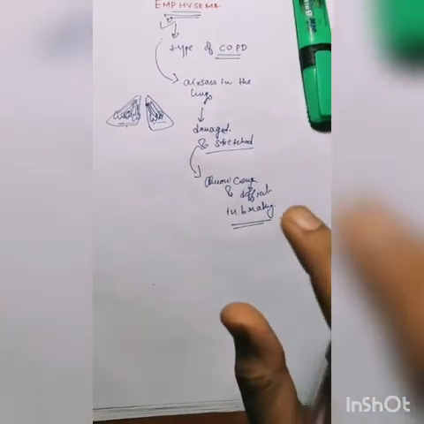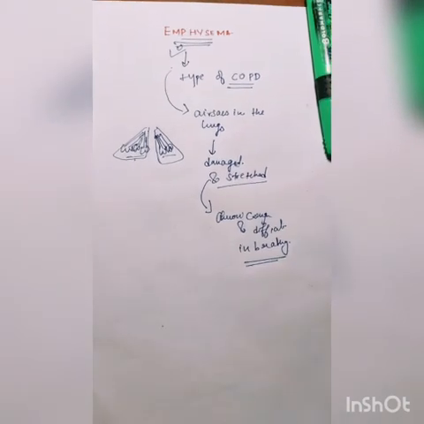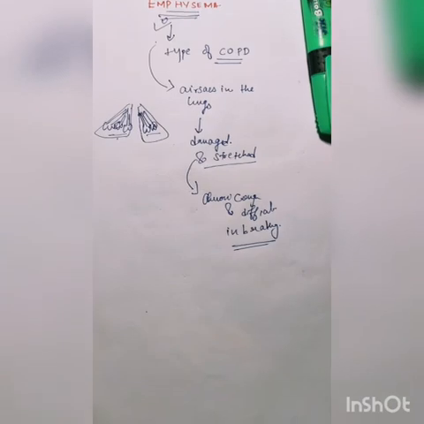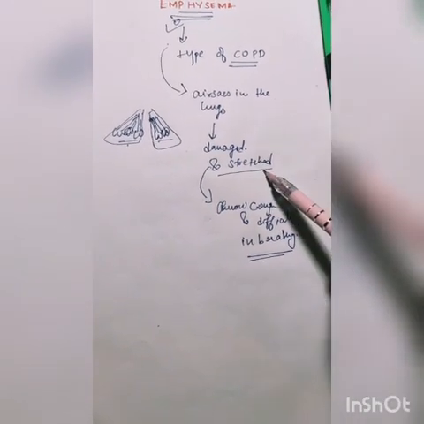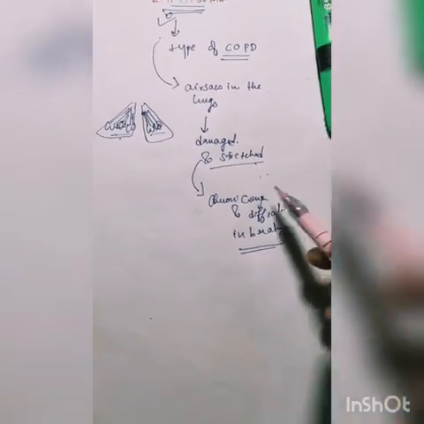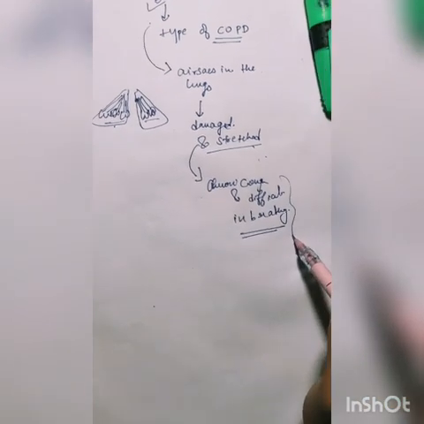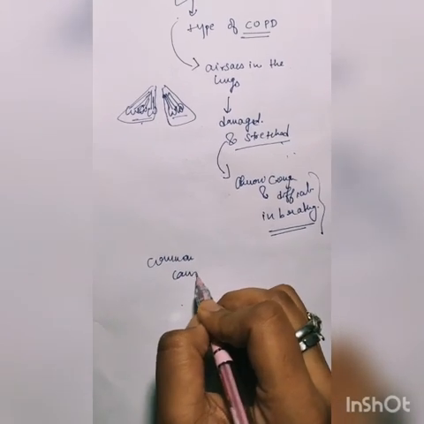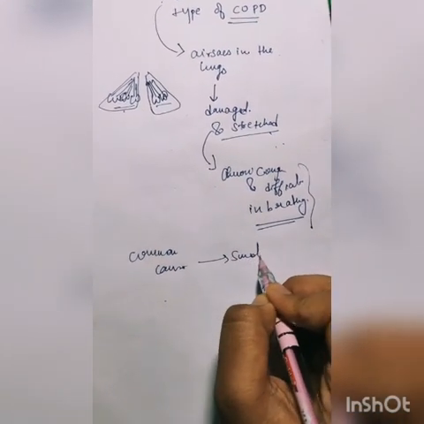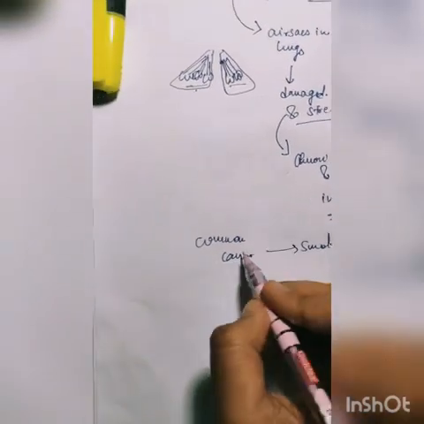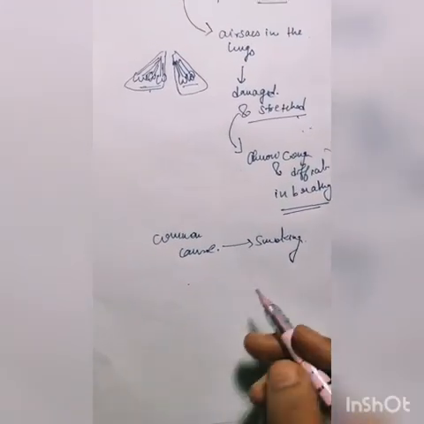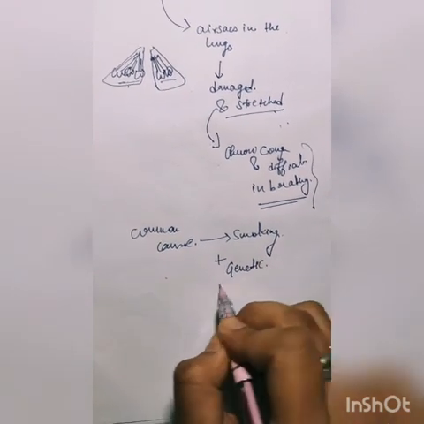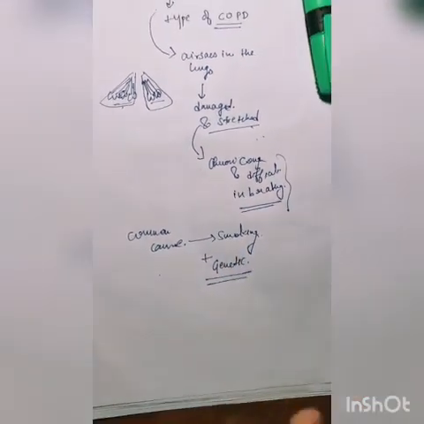This is the main reason. This is actually the gist of emphysema. It's a type of COPD, chronic obstructive pulmonary disease, in which the air sacs in the lungs get damaged and stretched, and hence result in chronic cough and difficulty in breathing. There are various causes. The common cause is smoking, and it can also be genetic. We can keep genetic as one of the factors.